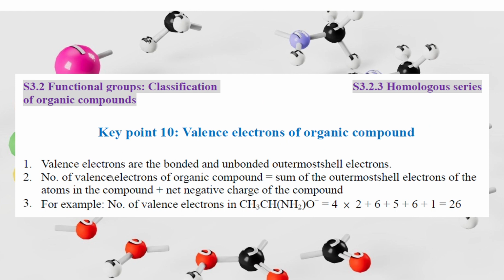So the number of valence shell electrons is easy: the sum of the outermost shell electrons plus the net charge. For this one, which is more complicated, let's find the valence electrons from the formula. You can see 2 carbons, each with 4 valence electrons, and 6 hydrogens, each with 1, and you can see N and O, with 5 and 6. Added together, that is 26 valence electrons, bonded and unbonded.